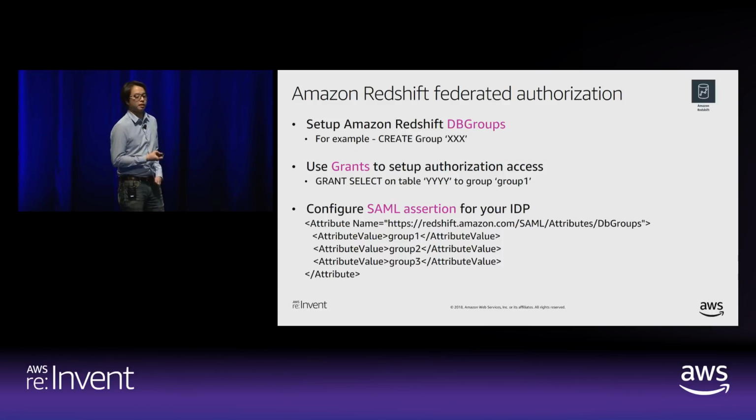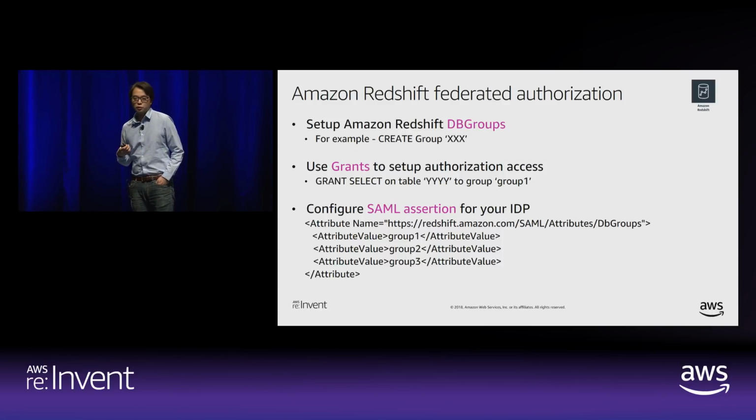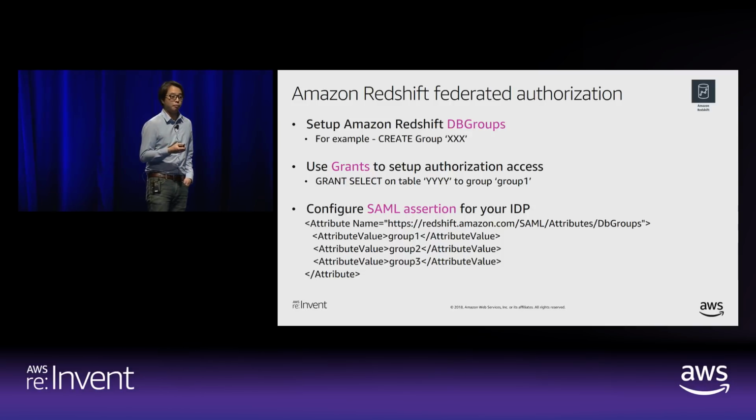And this is what you can do to set it up. Varun touched upon this before, but in general, all you have to do is set up a group in Redshift, map it to a policy within IAM, and then configure SAML assertions for your IDP to map to it.